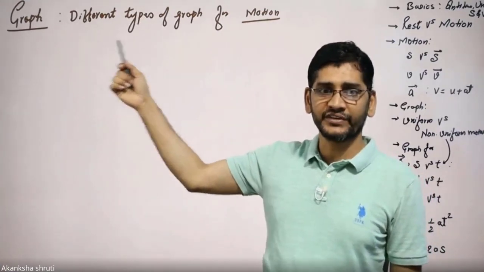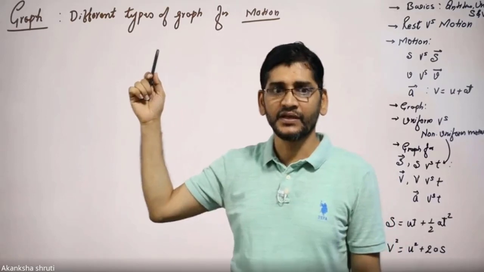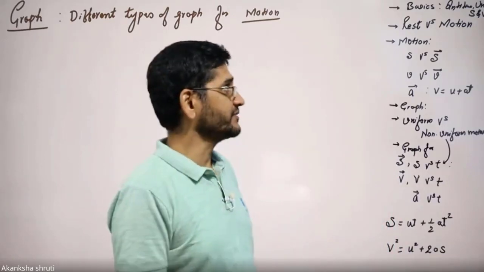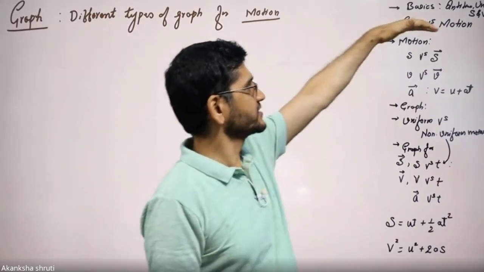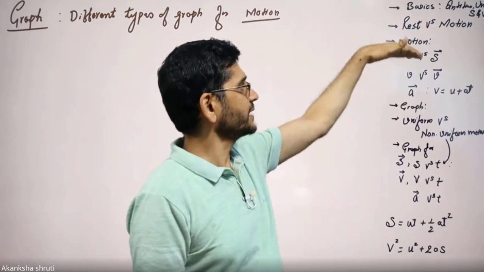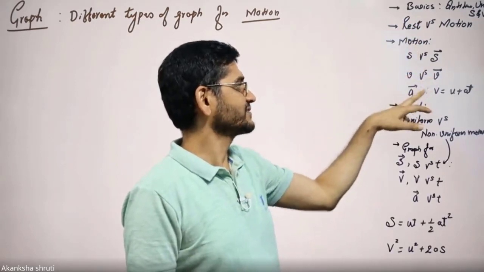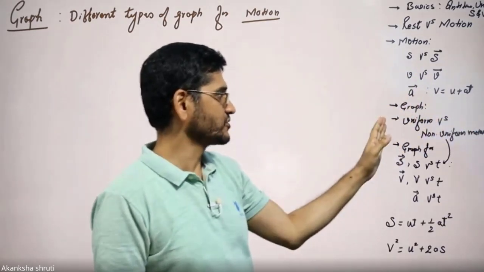Let us continue with the graph or graphical representation of the motion. Last day we started this graph, and the chapter we started earlier, there we have already finished. What is rest motion? How to describe the motion in terms of displacement, speed, velocity, and acceleration. What is uniform and non-uniform motion, that we have also learned.